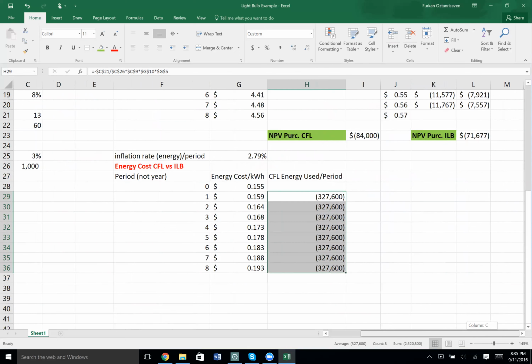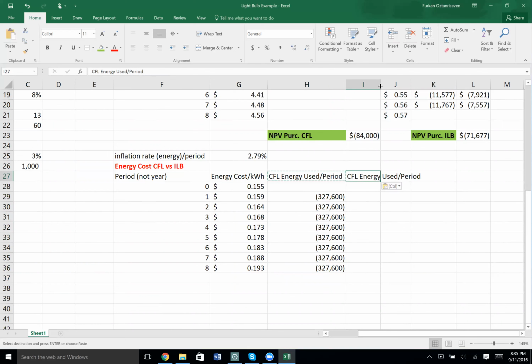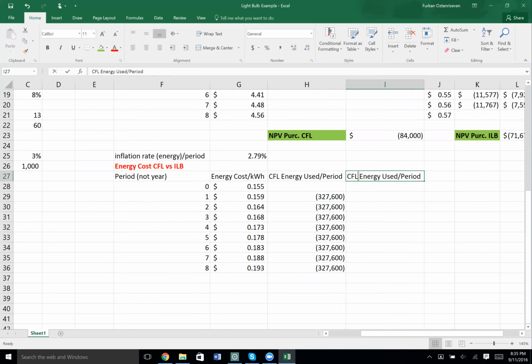So let's make similar calculations for ILB bulbs. We need to first calculate how much energy I need for ILB bulbs. So ILB energy use per period.